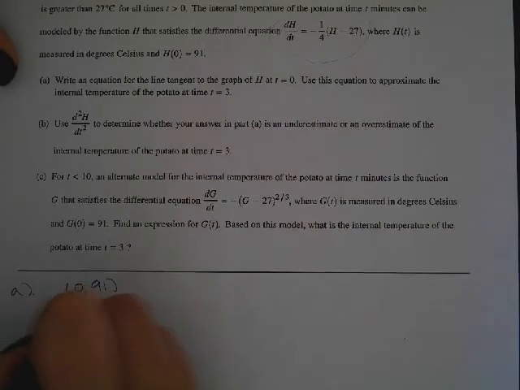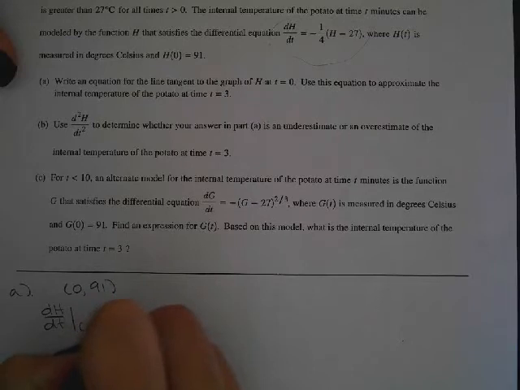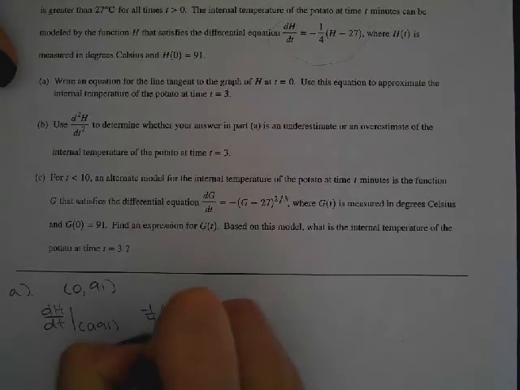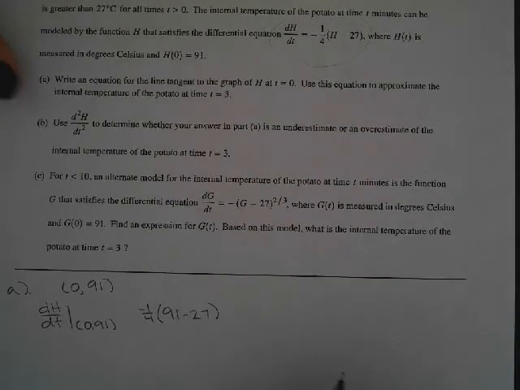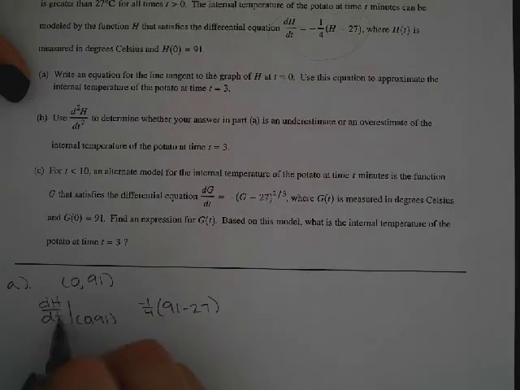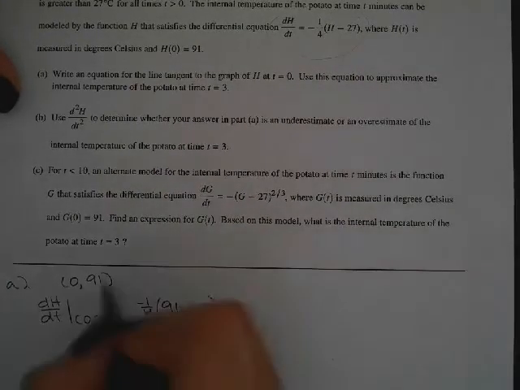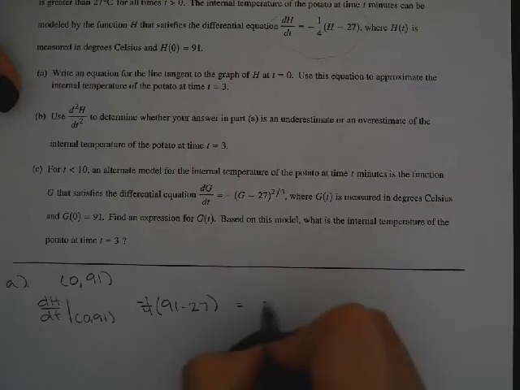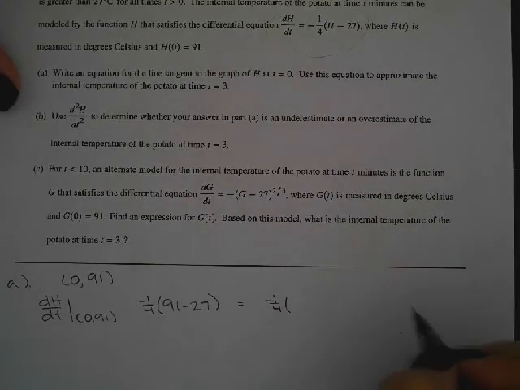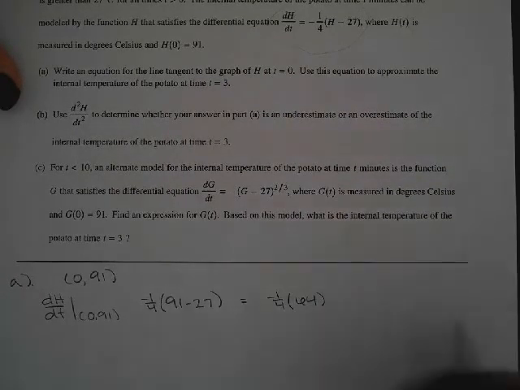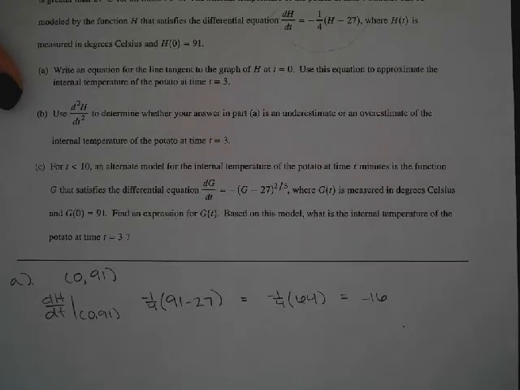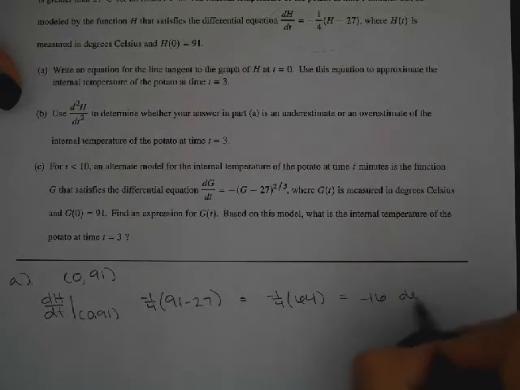So dh/dt evaluated at (0, 91) is negative 1/4 times (91 minus 27), because the h is kind of like the y coordinate, right? dh/dt is like dy/dx, and so we're plugging in the y coordinate, or the h coordinate. And on my paper I did 91 minus 27 off to the side, and I got 64. So 1/4 of 64 is negative 16, and that's degrees Celsius. Is that what you're doing? No, that's the slope. Just kidding.